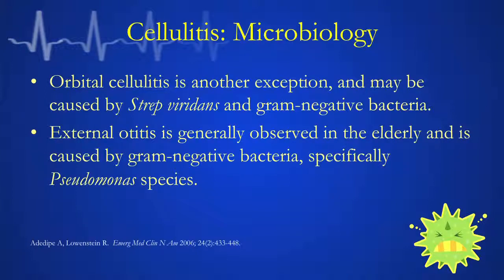Orbital cellulitis is another exception and may be caused by strep viridans and gram-negative bacteria. I think we all know that orbital cellulitis absolutely gets IV antibiotics and absolutely gets admitted, okay? External otitis is generally observed in the elderly and is caused by gram-negative bacteria, specifically Pseudomonas. So that's your malignant external otitis that we're talking about. Again, definite IV antibiotics, definite admission.